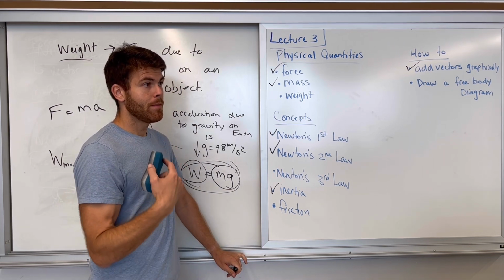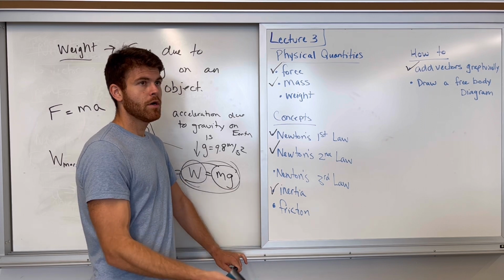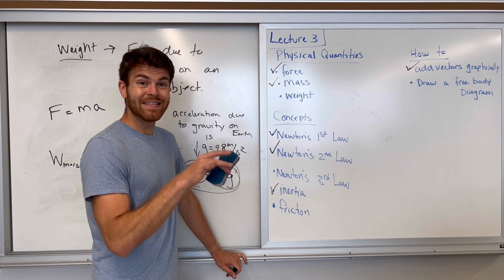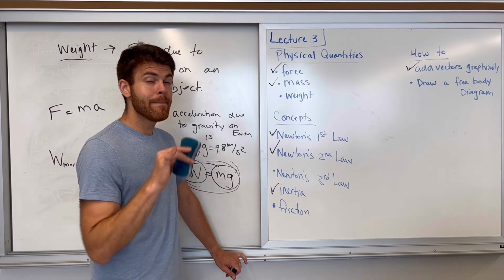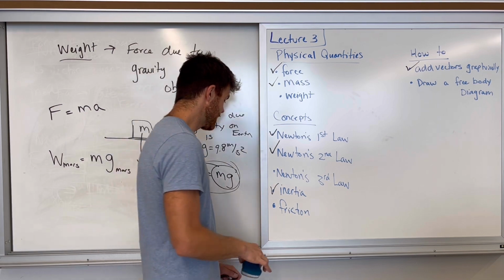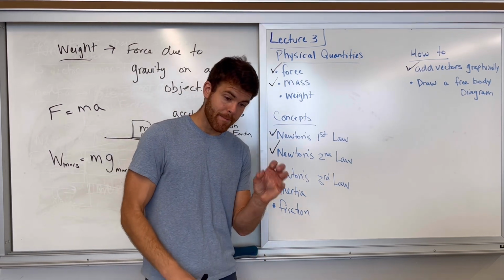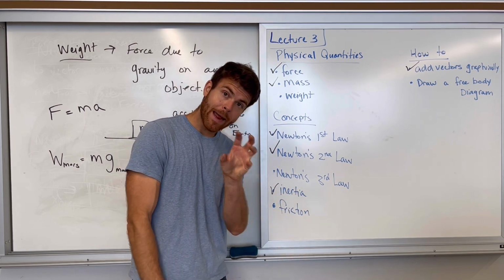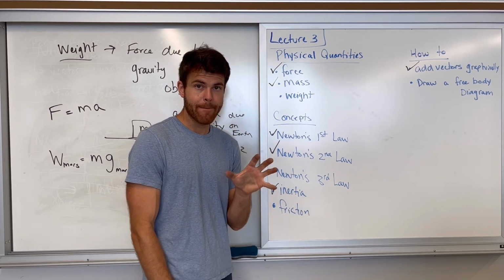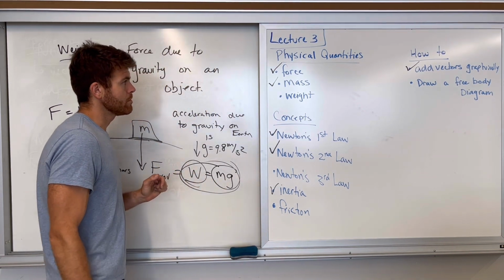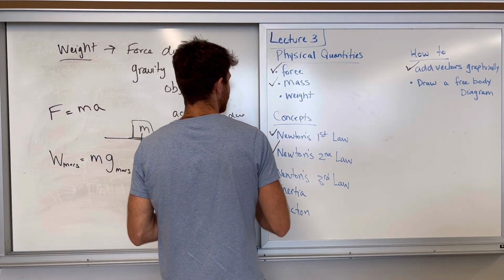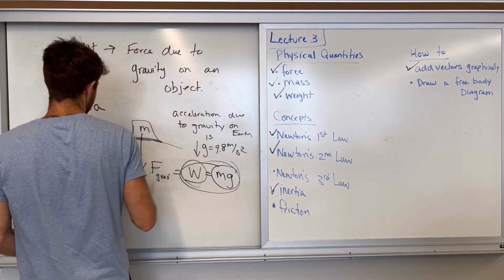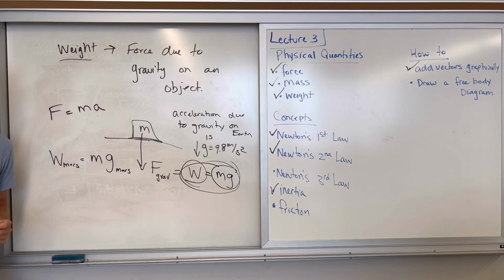So an object has a different weight on the Moon, on Mars, on Jupiter, on Earth, but it has the same mass. It has the same mass everywhere. So that's the difference between mass and weight. Mass is the amount of matter, where weight is a force. It's a force due to gravity on that object with the matter, with mass m. And it always points directly downward.